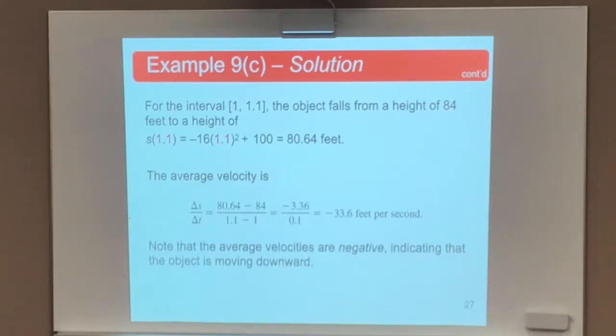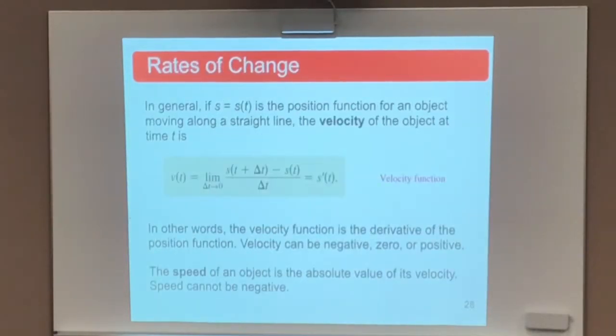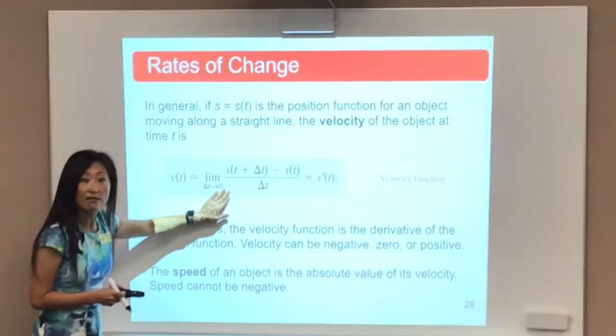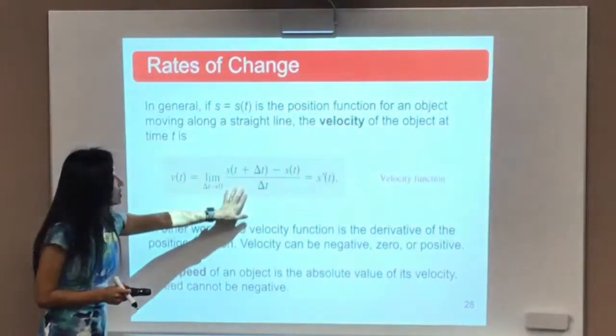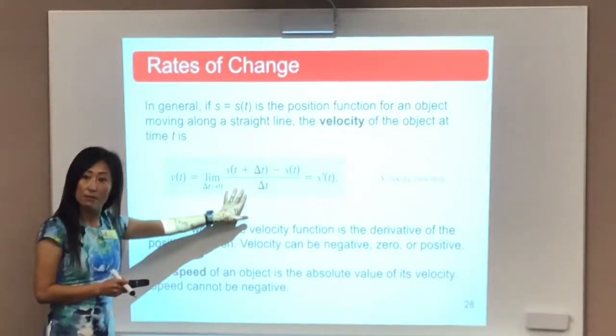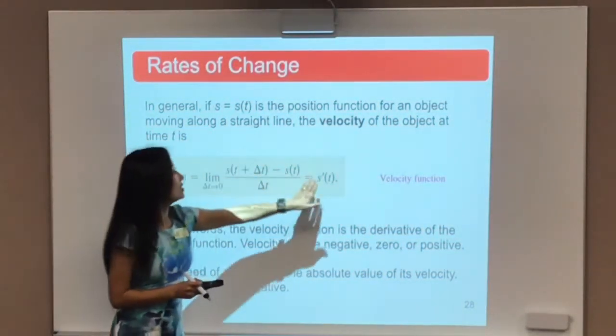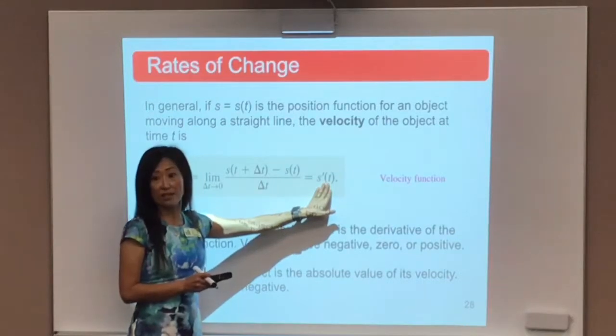All right, next one. Note that average velocity is negative, indicating that the object is moving what? Downward, just like we talked about before. In general, if S is a position function for an object moving along a straight line, the velocity of the object at time t is what? Velocity is equal to what? Taking a derivative of the S function. This is your definition of the derivative by the limit process. So velocity is the same as taking a derivative of the position function.